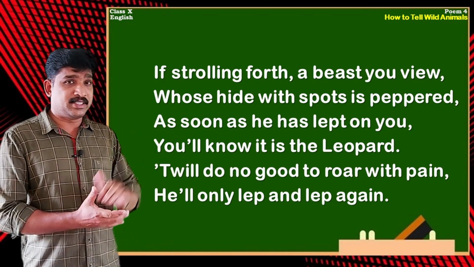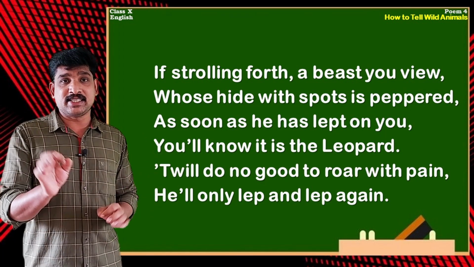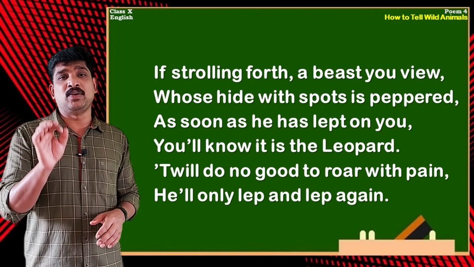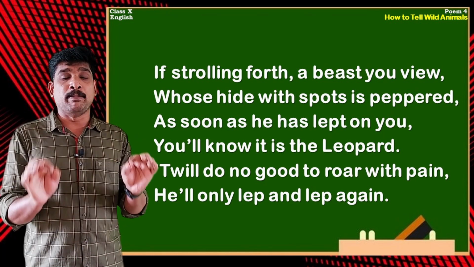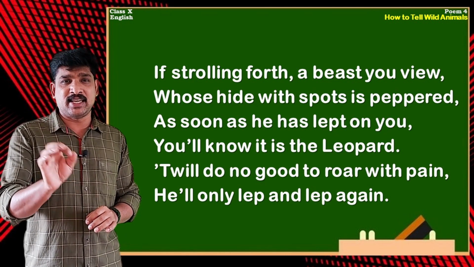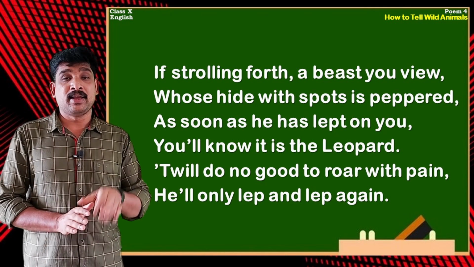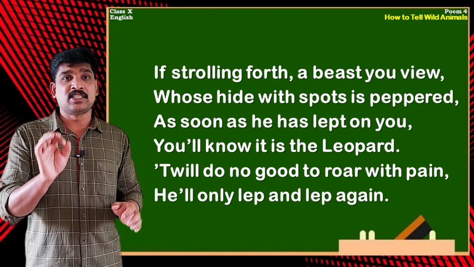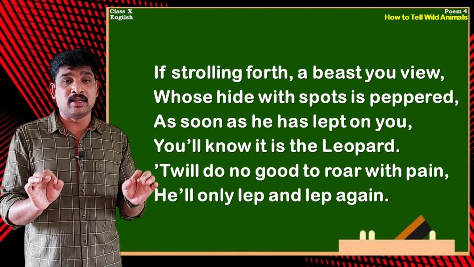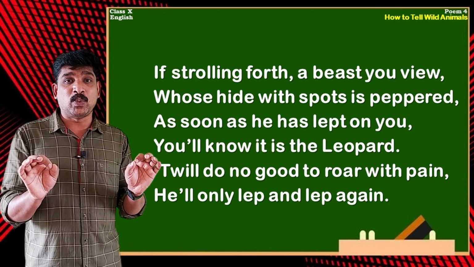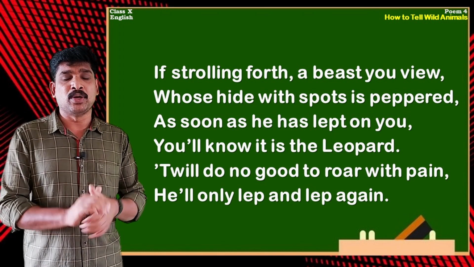Here in this third stanza, the poetess says that if you are casually walking in a jungle, you will meet an animal who has a skin with black spots on it, as if pepper was spread on it. This animal is so fast that it will leap or jump on you at once.